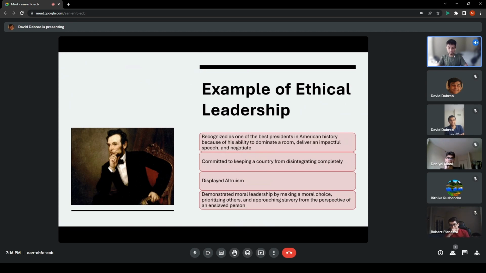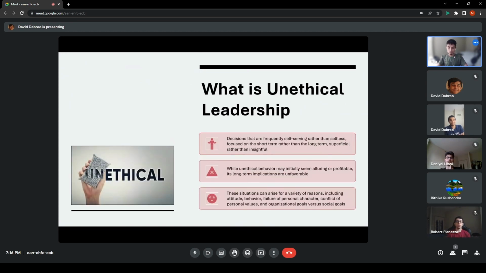So let's go into what is unethical leadership. Unethical leadership can result in decisions that are frequently self-serving rather than selfless, focused on the short term rather than the long term, and superficial rather than insightful. This indicates that while unethical behavior may initially seem alluring or profitable, its long-term implications are unfavorable.